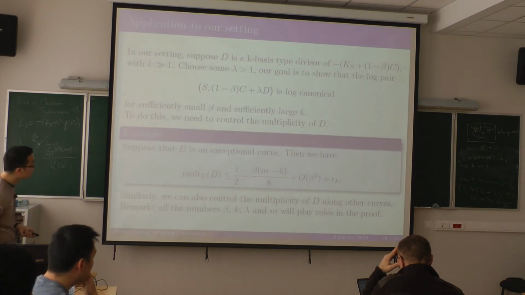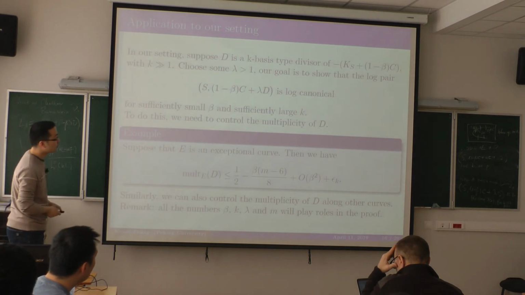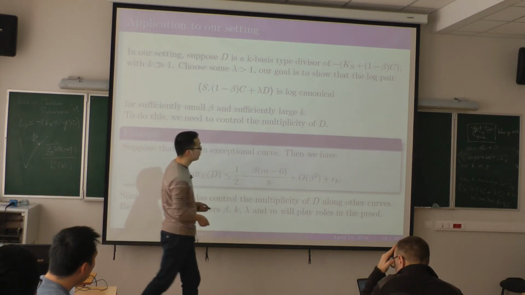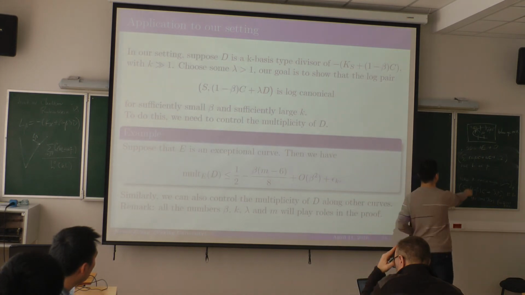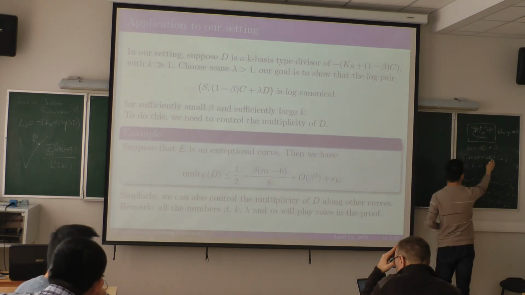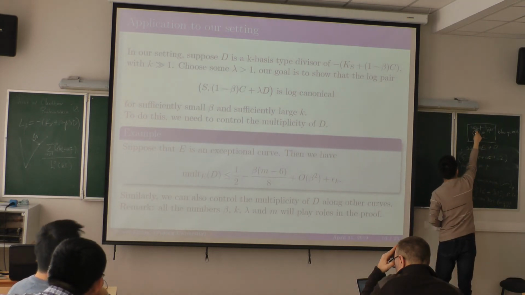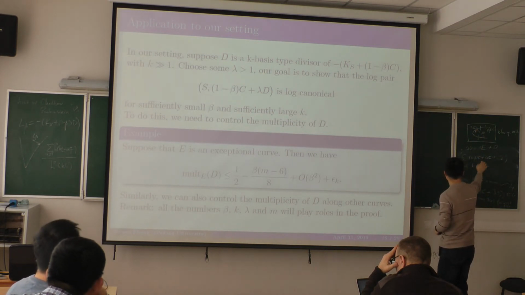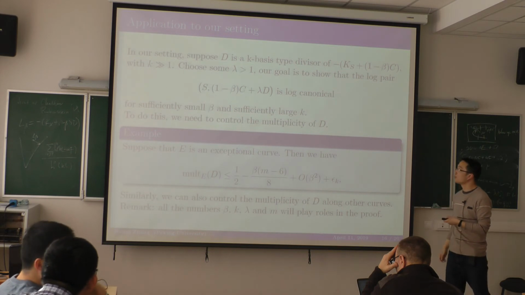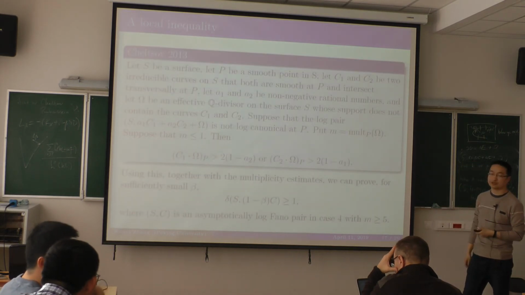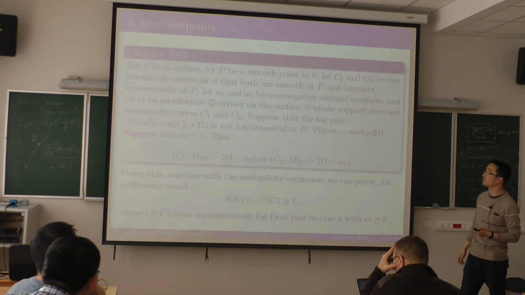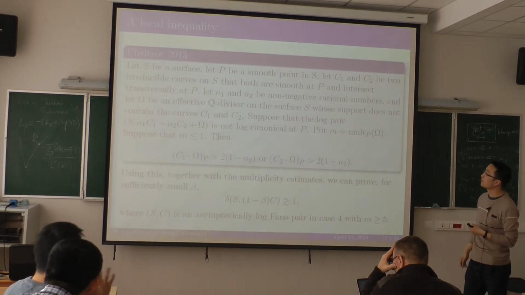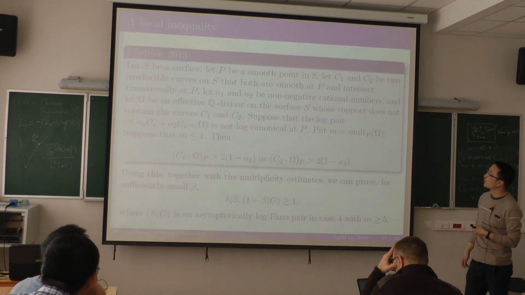Okay, so this is our pair. As you can see, we have three terms. We have two curves intersecting at this point P, and we have something left. And we want to study something like this. So we can use some local intersection inequalities developed by Chestov. In 2013, Chestov proved a statement like this.